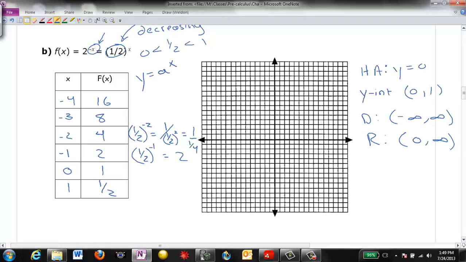Let's go ahead and plot these points. So we're going to be at (-4, 16). We're going to start up here. So there's our first point, (-4, 16). And then we're going to go (-3, 8).